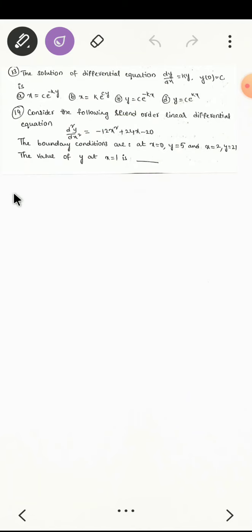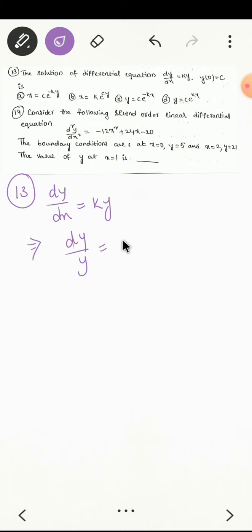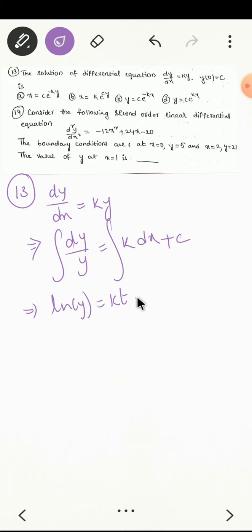Okay, next, problem number 13. What are they saying? dy by dx is equal to ky, y of 0 equal to c. That means from there you can find the value of c. So dy by y I can write, and k dx I will keep like this only. Apply integration plus c, same procedure. So this will be ln of y is equal to kx plus c.